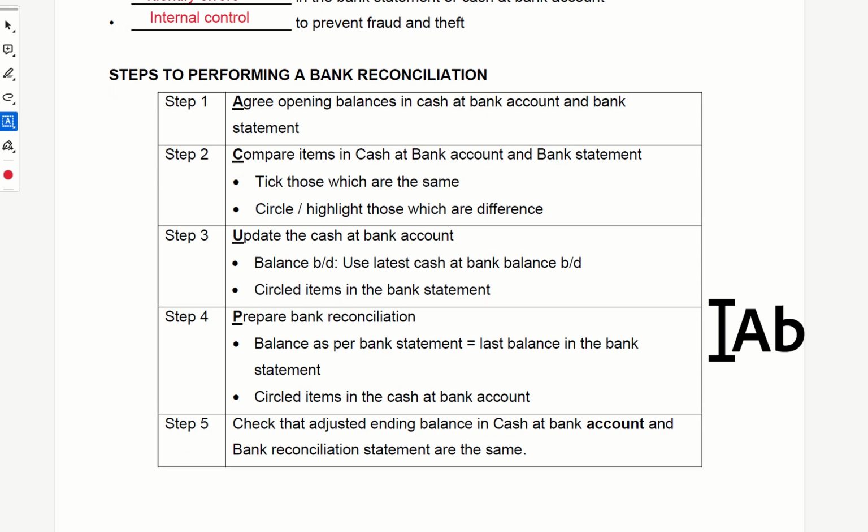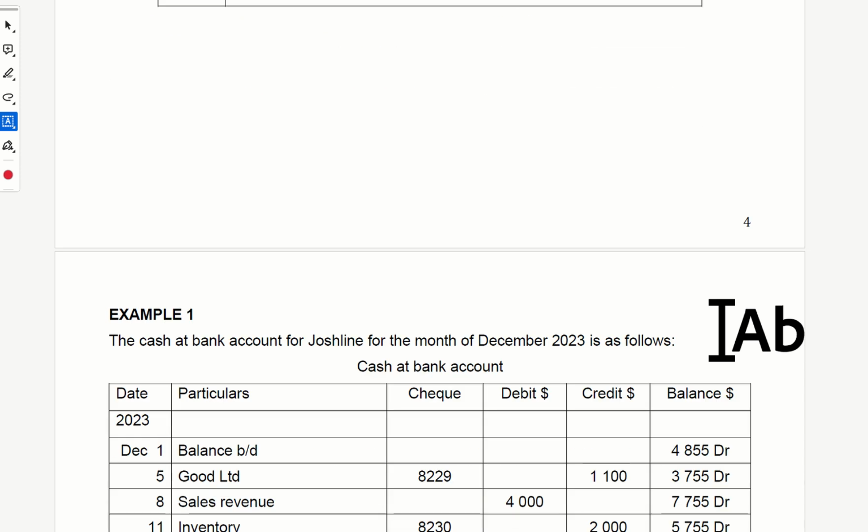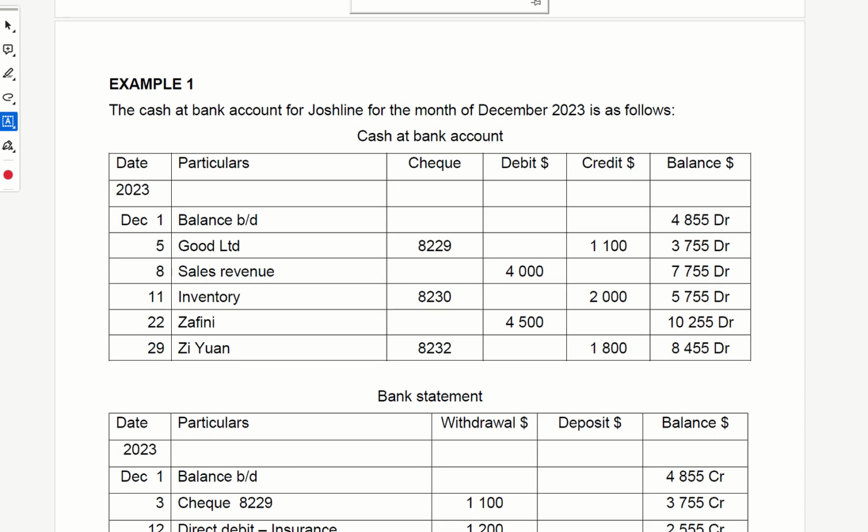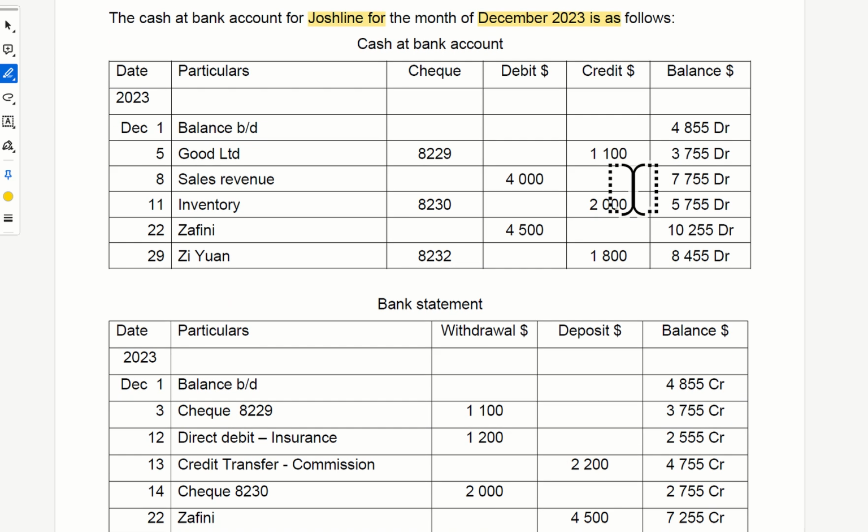Now, there are five steps to preparing a bank reconciliation. All right, but before that, let's take a look at these two documents in front of you. If you take a look at example 1, this is the cash at bank account for Josh Line for the month of December 20x3. They have given you two pieces of information. One is the cash at bank account, and the other one is the bank statement.